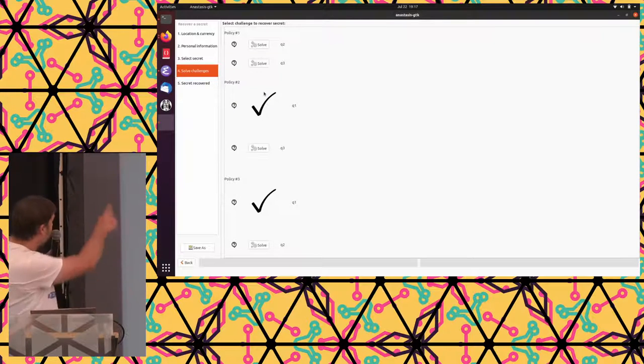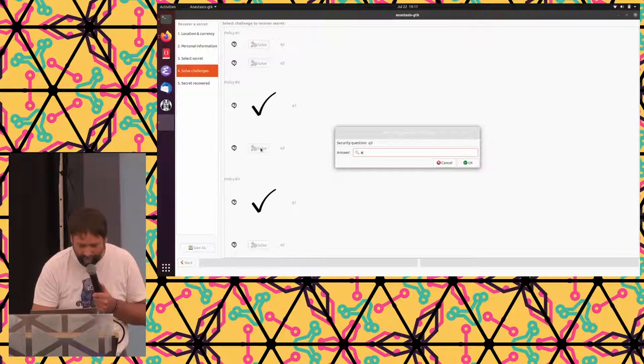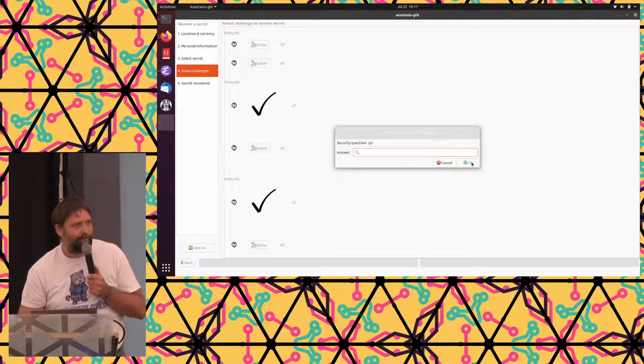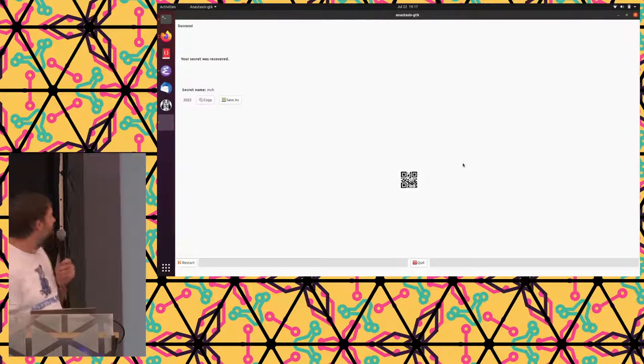So, for example, I could say, okay, I can solve this one, A1. And now I've solved parts for these 2 policies. Or I could solve Q3, A2. Oh, that was wrong, right? Now, if I do this too many times, it actually locks me out. Correct answer was A3. And it has reassembled the secret, 2022.